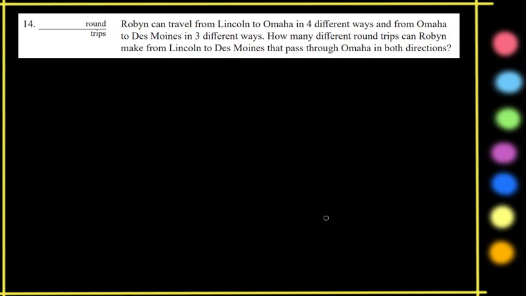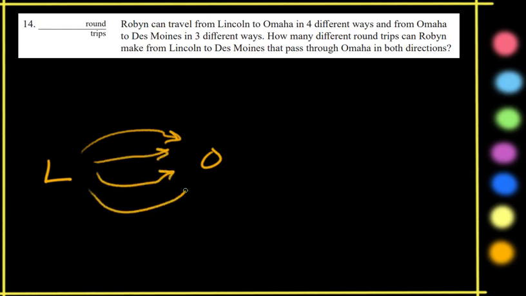So this is problem number 14. And let's see, what do we got here? This one says Robin can travel from Lincoln to Omaha in 4 different ways. She can go this way, this way, this way, or this way, right? Lincoln to Omaha in 4 different ways.